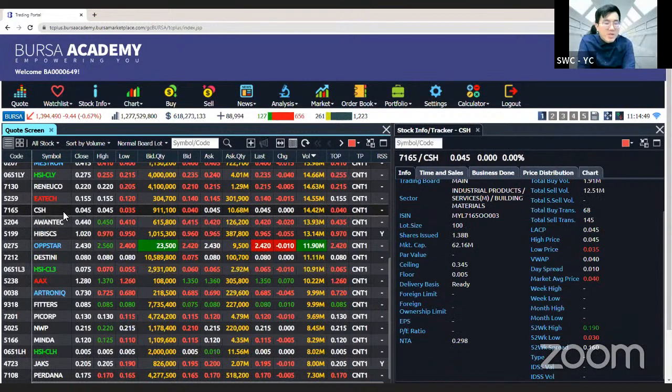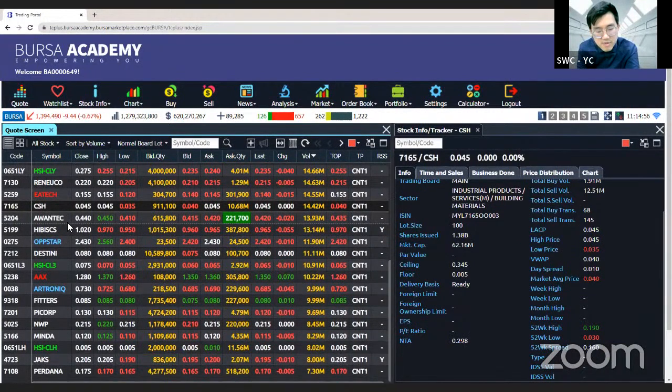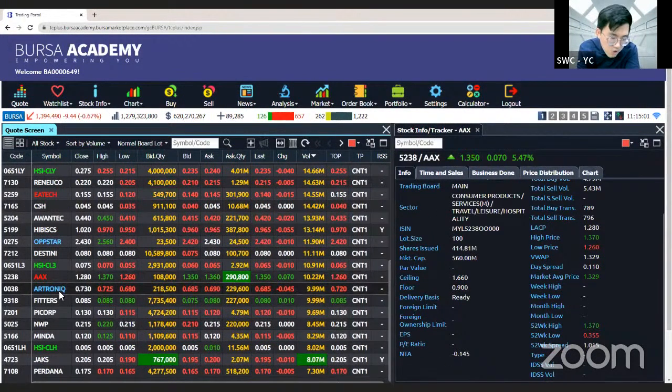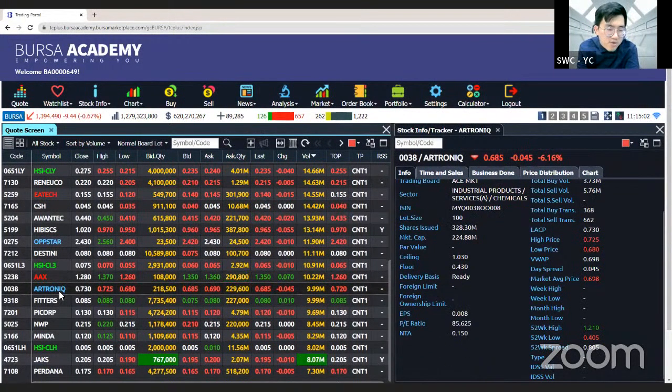But like for this CSH, also penny stock, also been in the top volume list for long already. So all this you don't need to look at. You see all these, Healthy AAX, Artronic recently just started to go into the top volume list, so you can go and look into it.